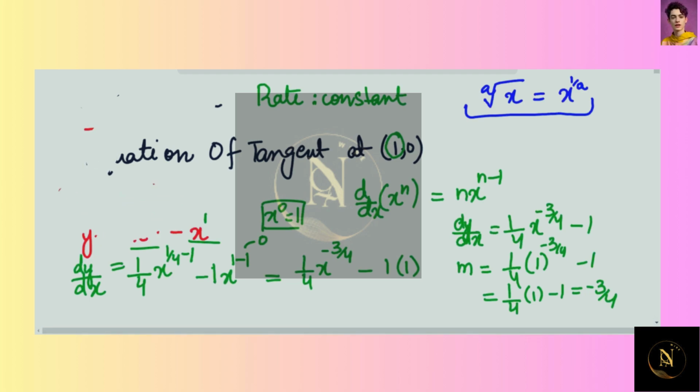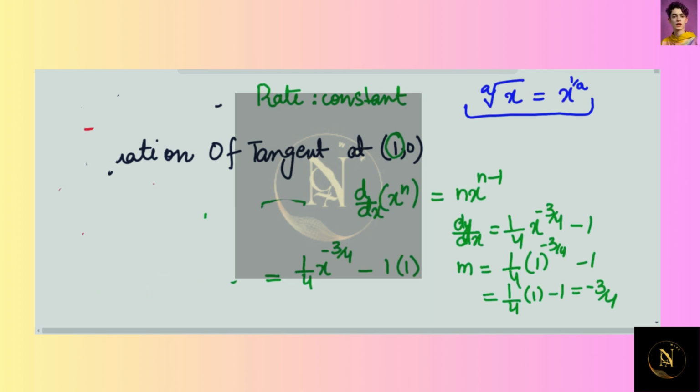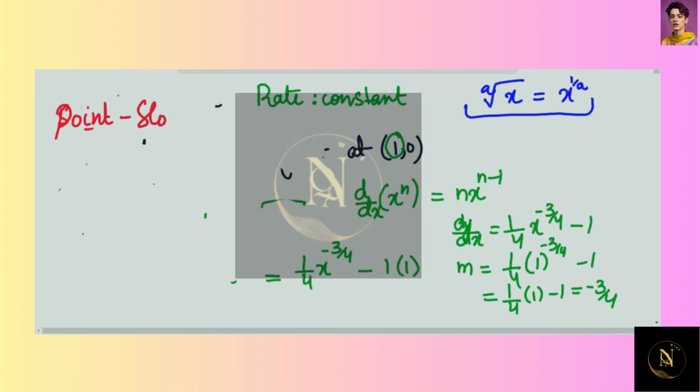Remember that the gradient is minus 3 by 4. You are going to use that and the point we are given, (1, 0), to find the equation of the tangent using a special equation of a straight line. Let me tell you about that.